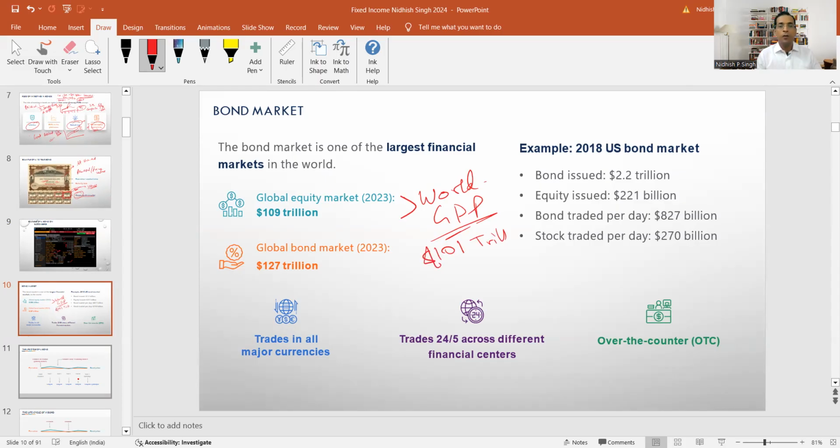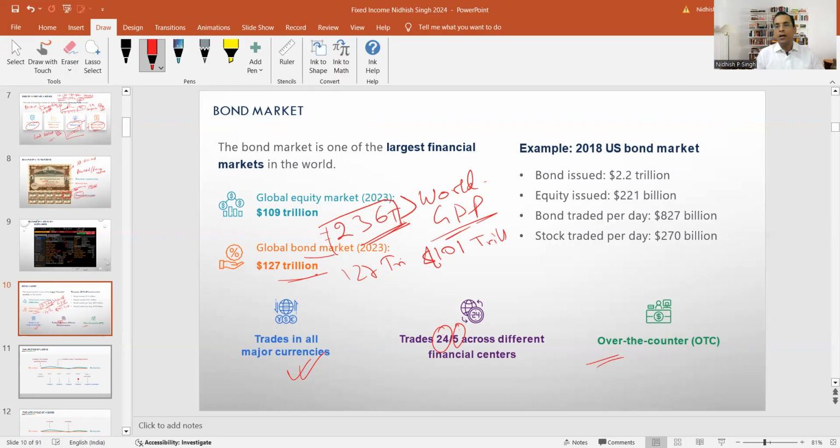Not only this, the bond market is even much bigger than the equity market. It is 127 trillion. So this is the sheer size of the bond market. Together, the sum of the equity and bond market is 236 trillion. This is really a big amount. It can trade in all the major currencies, 24/5 across different financial centers, 5 being the days and 24 the hours. It can trade on different exchanges in different financial centers, and it is an over-the-counter product as well.